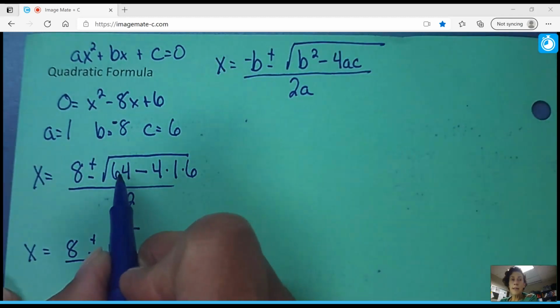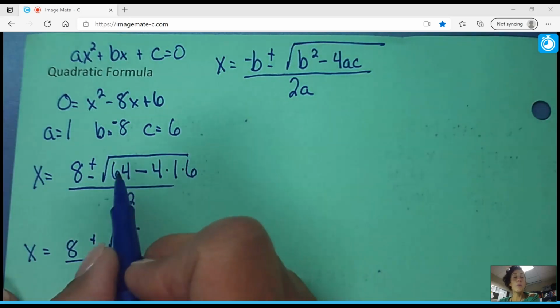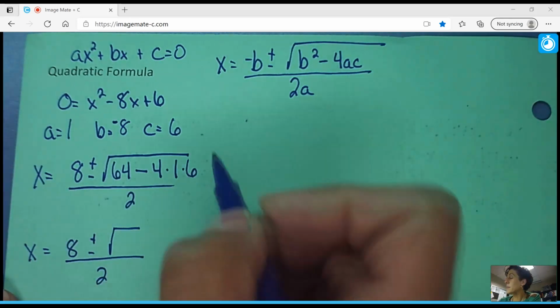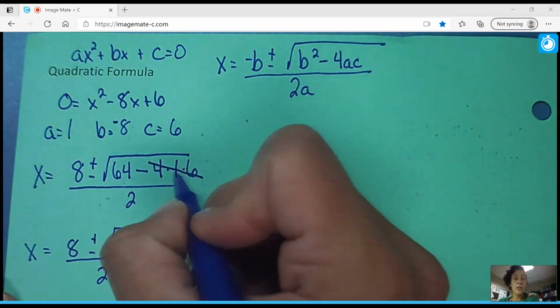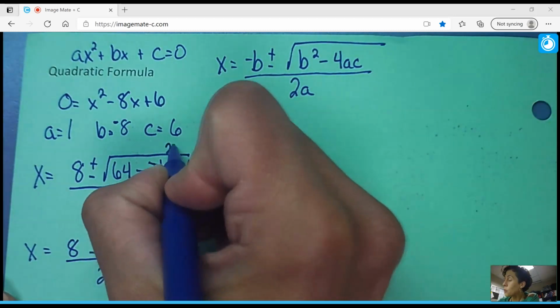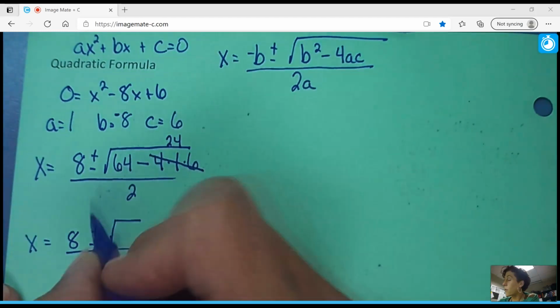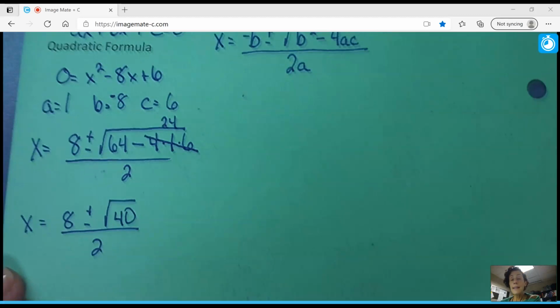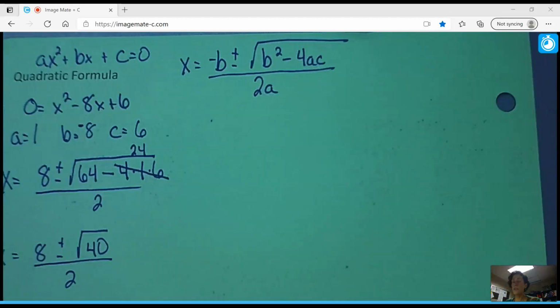You can use a calculator and type in without the check mark, without the square root. You would just type in 64 minus 4 times 1 times 6. What that calculator is doing is it's following the order of operations. So it's multiplying first and getting 24, and then 64 take away 24 is a 40. So that's a good answer. We will check to see if we can do a better answer. So is 40 perfect? No, it's not.